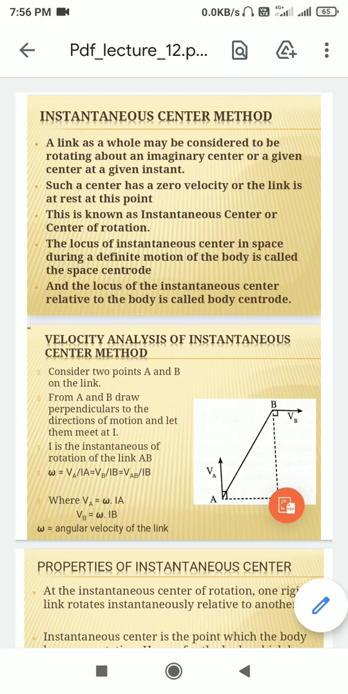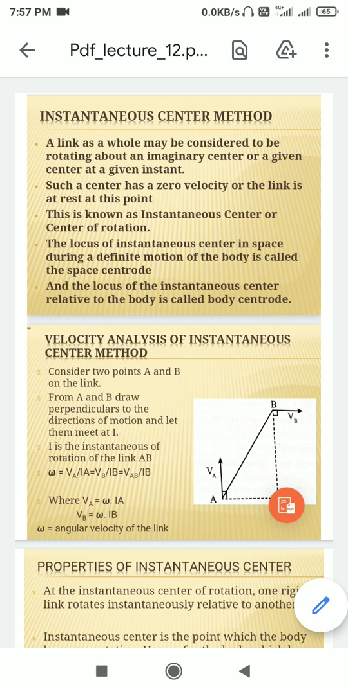In today's session, I am going to discuss the velocity and acceleration analysis using the instantaneous center method. So, what exactly is an instantaneous center method? When you consider any machine or mechanism, there are a number of rotating parts.